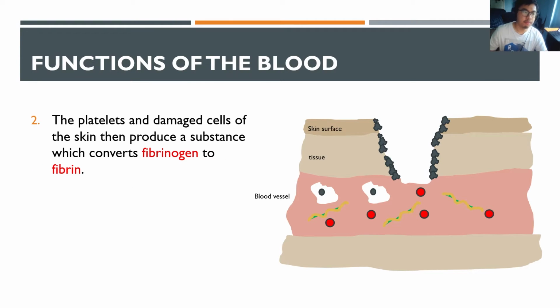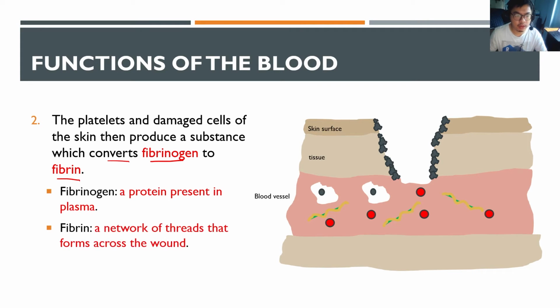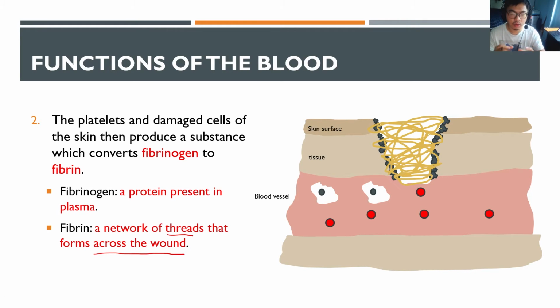And then the platelets and damaged cells of the skin produce a substance which converts fibrinogen to fibrin. So a substance called fibrinogen, which are these things here, will go to the cut and then become fibrin. Okay, so it looks like this. They will go there and form fibrin, which looks like this, a network of threads that forms across the wound, just so that it can close the wound.